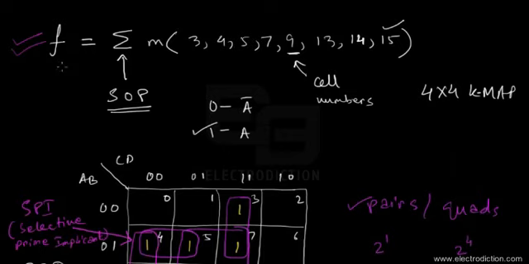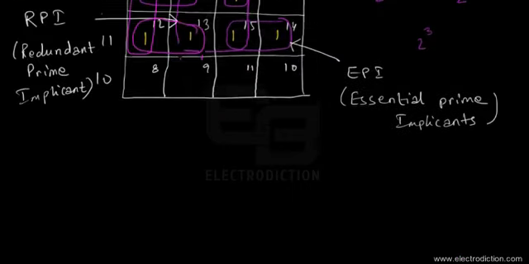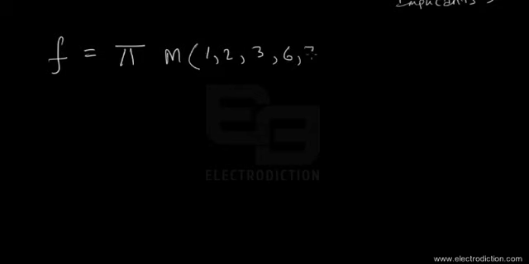And now I'll show you how to group a Karnaugh map with a function that's given in the POS format. In the POS, functions are designated with the pi symbol in front of them. So you have a capital M over here, and let's say it contains the cell numbers 1, 2, 3, then 6, 7, 8 and 9, and then 12 and 14.